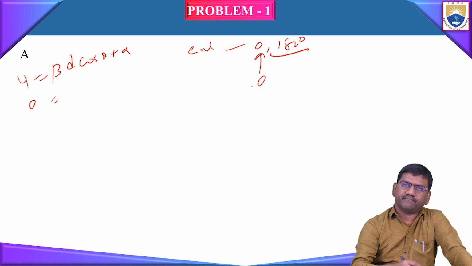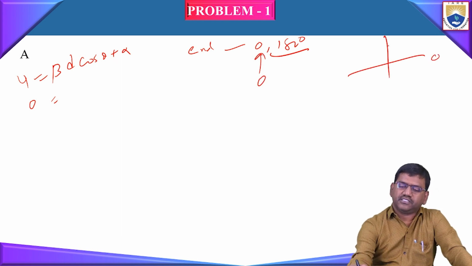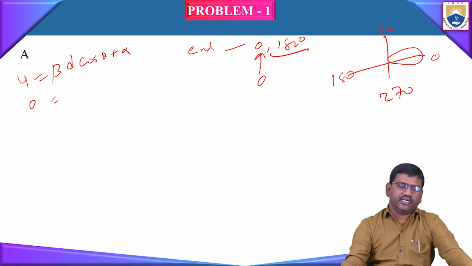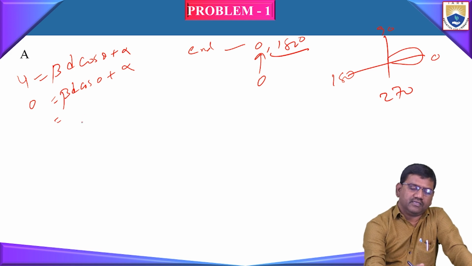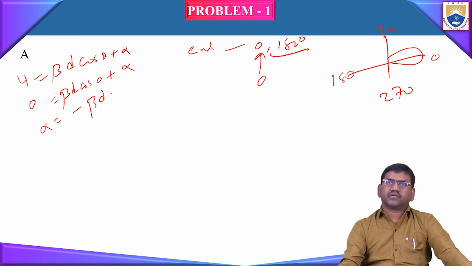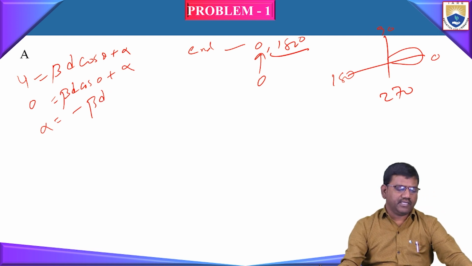Why? Because this is 0, this is 90, this is 180, and this is 270. The radiation pattern will be either in the 0 or 180. So beta d cos 0 plus alpha equals 0. Cos 0 is nothing but 1. So here alpha is equal to minus beta d. So cos 0 is equal to 1, so alpha is equal to minus beta d.